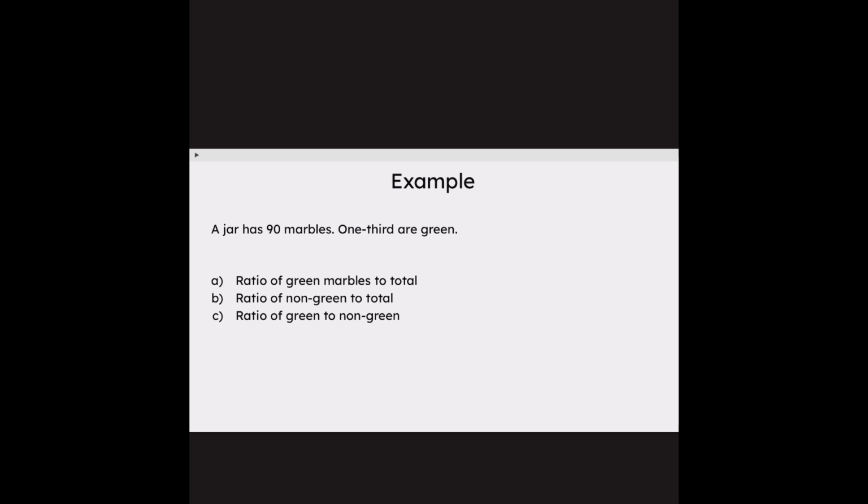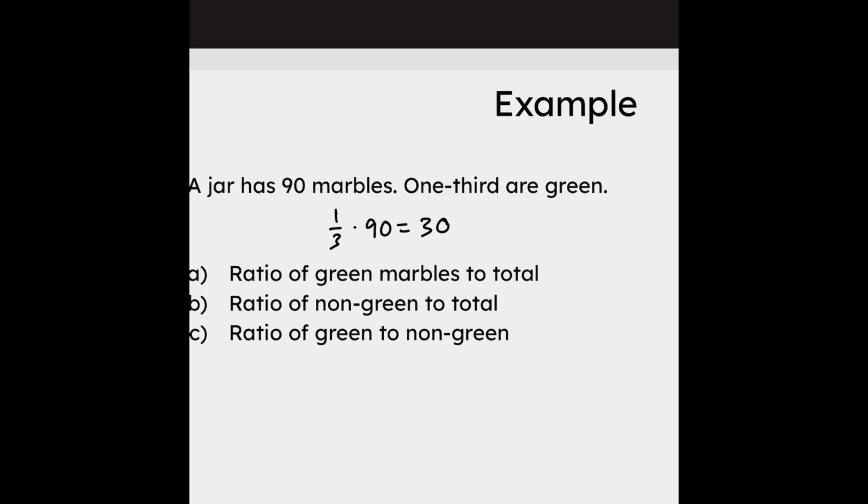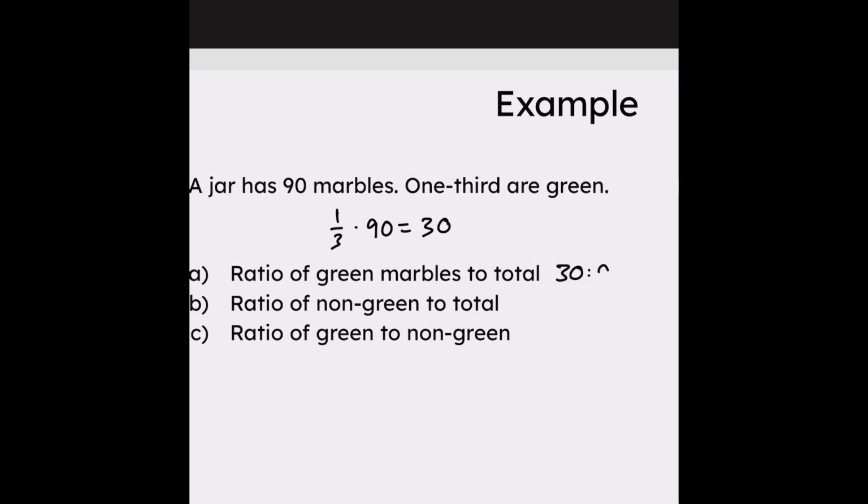Let's look at another example. A jar has 90 marbles. 1/3 are green. What is the ratio of green marbles to total marbles? Well, let's look at first how many green marbles there are. If it has 90 marbles and 1/3 are green, 1/3 of 90 is equal to 30. So there must be 30 green marbles. So then the ratio of green marbles to the total number of marbles is 30 green to 90 total.